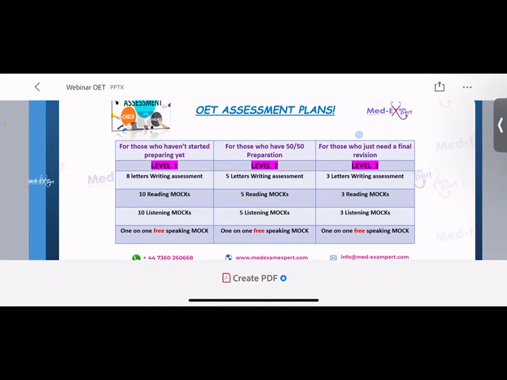And those who have 50-50 preparation are categorized under level 2. In level 2, there are 5 letter writing assessments, 5 reading mocks, 5 listening mocks, and 1 free speaking mock. Level 3 is for those who just need a final revision. A lot of students come to us only to take mocks, and it's level 3. It is usually 3 letter writing assessments, 3 reading mocks, 3 listening mocks, and 1 speaking mock. Is there still any question you can ask?